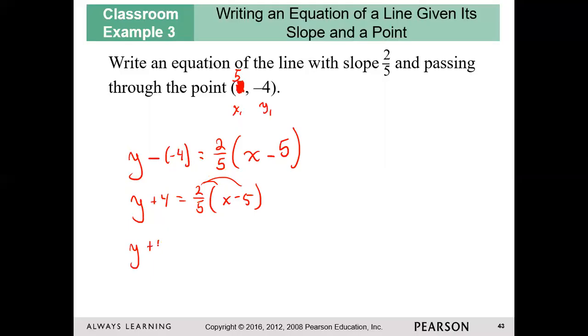We've got y plus 4 equals 2/5 x minus 2. Again, the 5's cancel. You're left with this minus 2. And then we can always subtract 4 from both sides if you wanted to as well. And that's going to give us y equals 2/5 x minus 6. Okay, so that is an equation in slope-intercept form with this information.